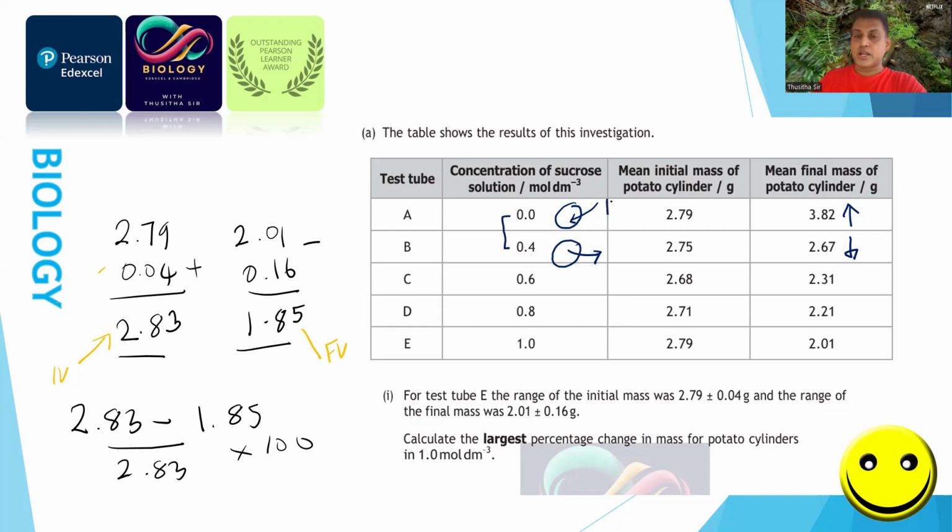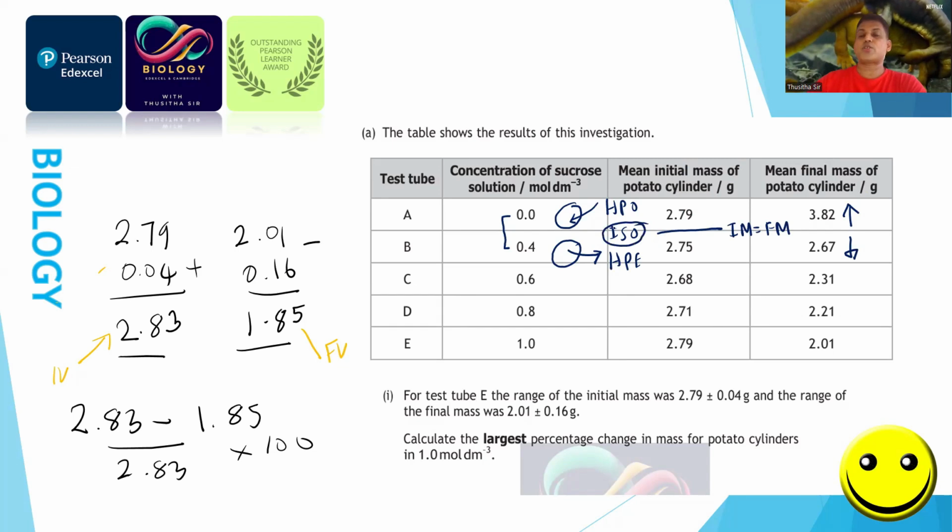So this one is hypotonic. This is hypertonic. And in between, there should be an isotonic value. That means the concentration of sucrose, if we take between 0 and 0.4, it should be isotonic. So when it's isotonic, the mass is not changed. There's no net movement and mass is not changed. So if we calculate, it should be the same mass as initial mass. So initial mass and final mass should be the same in isotonic solution.